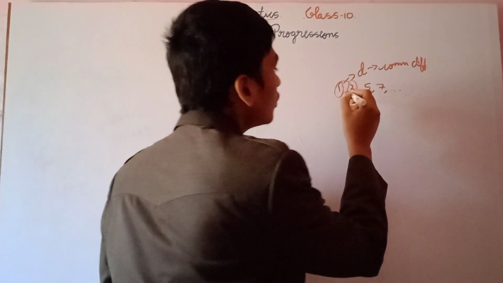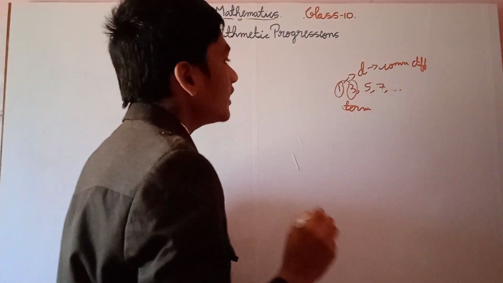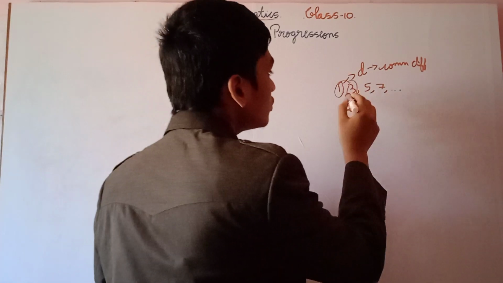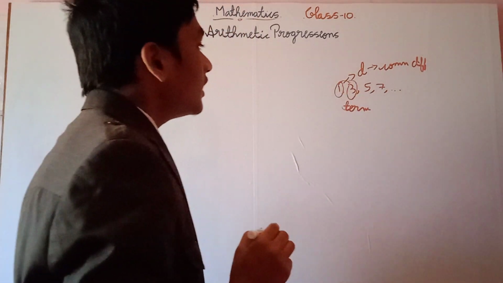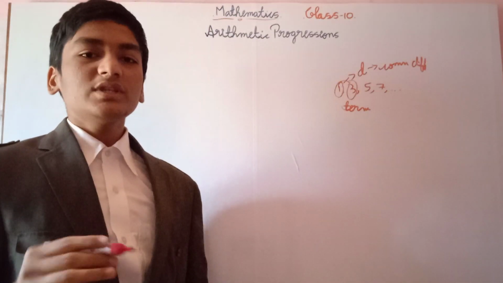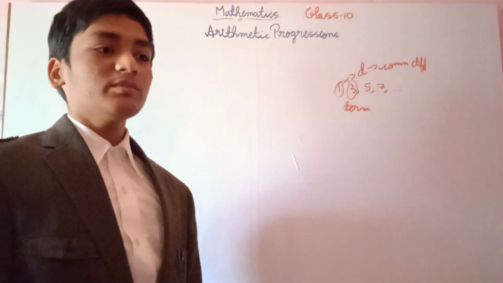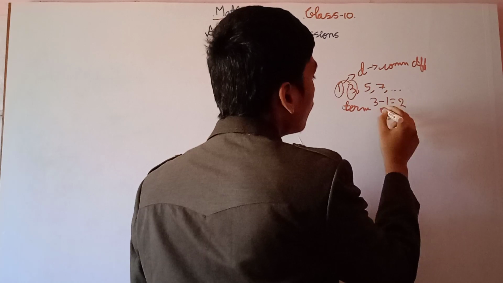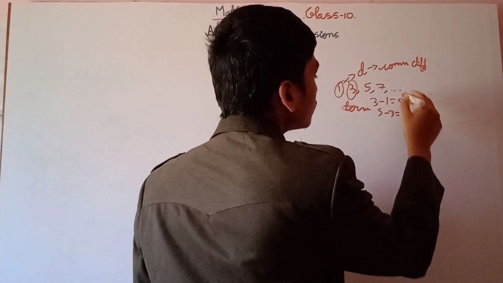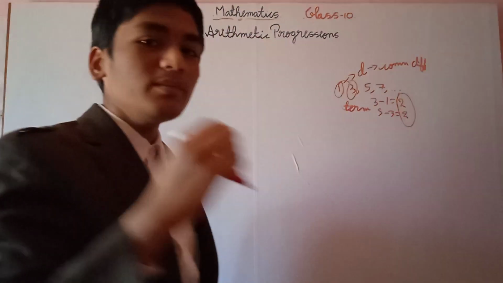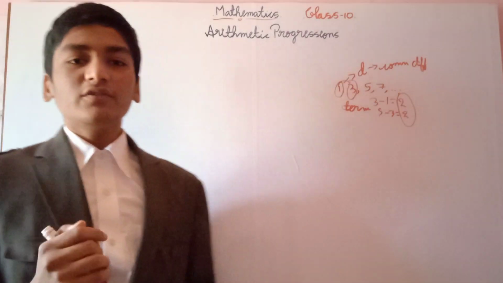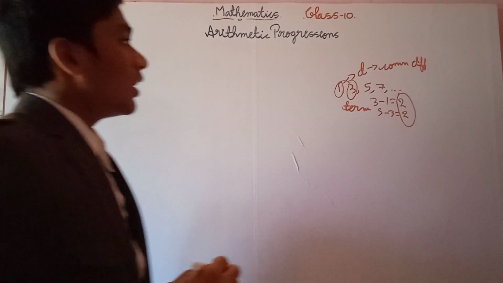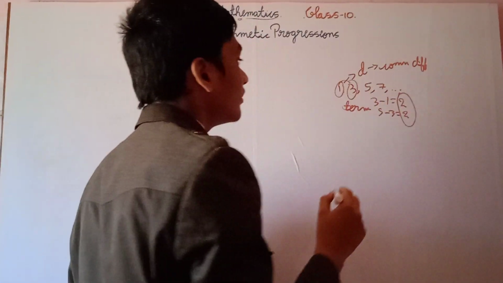To get the common difference, you need to subtract the preceding term from the succeeding term. In this case, 3 minus 1 gives you 2, 5 minus 3 gives you 2. So this is called common difference. What's the meaning of common difference? It's the difference that is maintained throughout the list of numbers.